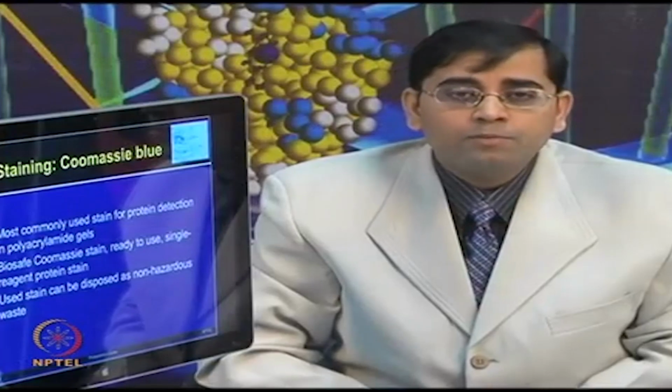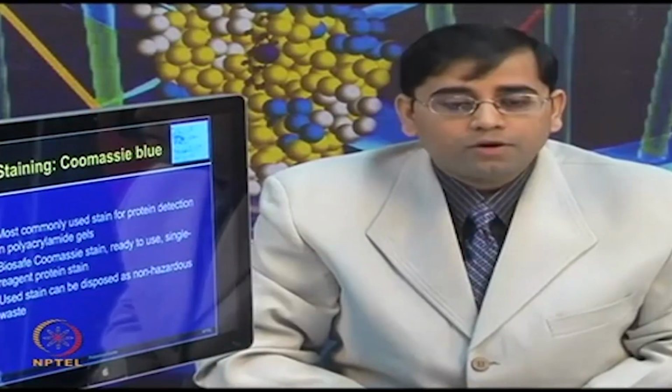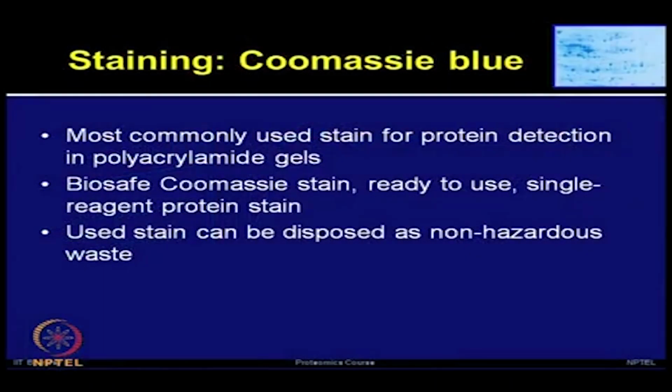This is one of the most commonly used stains for protein detection in polyacrylamide gels. The sensitivity is good, but not very sensitive as compared to silver or SYPRO Ruby, but its ease of performing the staining method, stability, very low cost, and good compatibility with mass spectrometry make Coomassie blue the stain of choice for most laboratories worldwide.